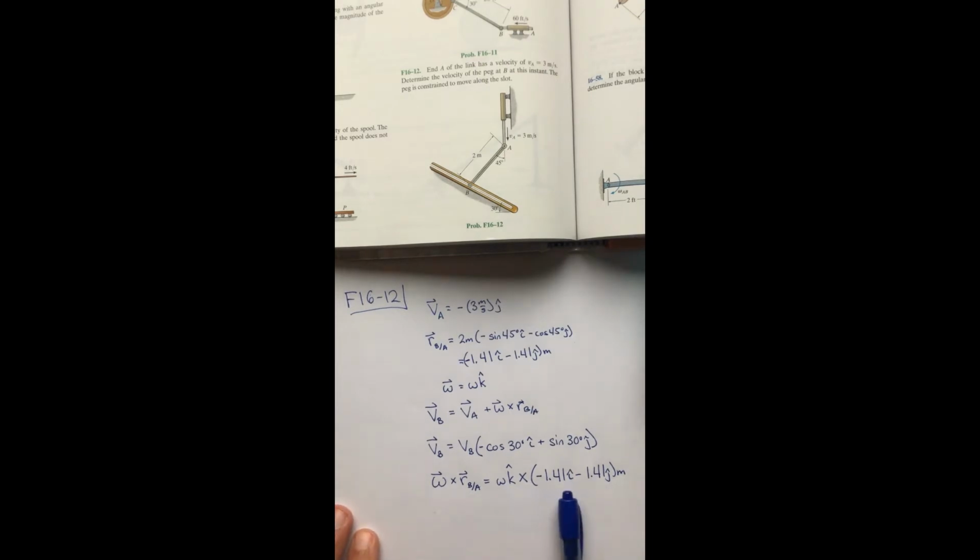So k hat crossed with i hat gives me j hat, so it's minus, because of the negative sign here, omega times 1.41 in the j hat direction. Then k hat crossed with j hat gives me negative i hat, but I already had a negative sign there, so that's plus omega times 1.41 i hat. And there should be meters in there somewhere. Let's just stick them in there if you want to keep track of the units. Okay, so now that I have all that, I can go back to equation 16.16 and plug everything in.